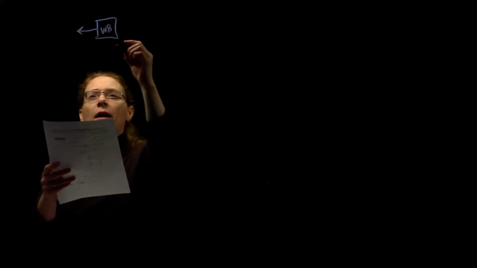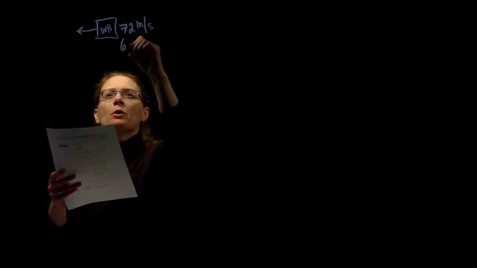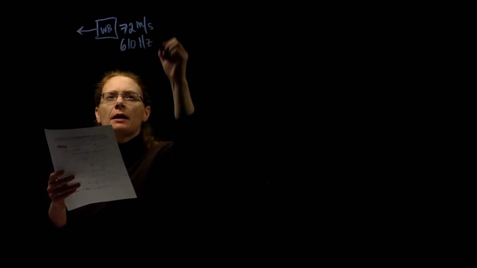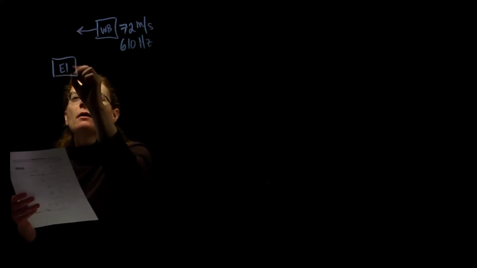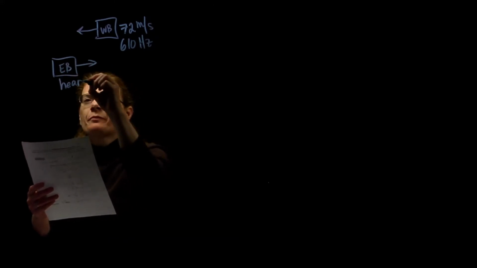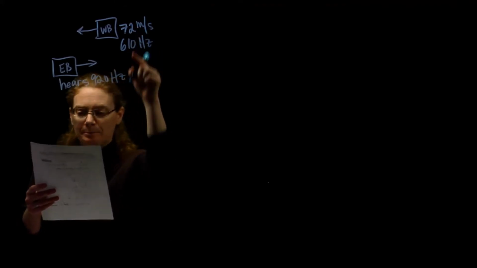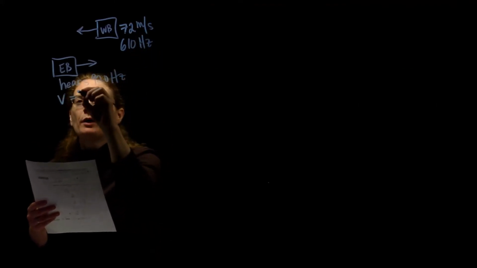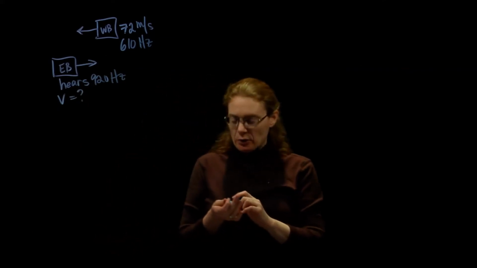So we have a westbound train going this way, and we know it's moving at 72 meters per second, and it blows a whistle at 610 hertz. An eastbound train on a parallel track going this way hears a 920 hertz sound from this one. We want to know what is the velocity of the eastbound train. All right, so there's my general picture.